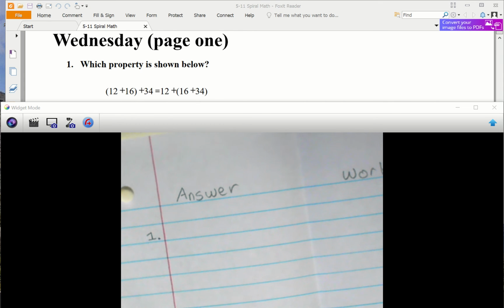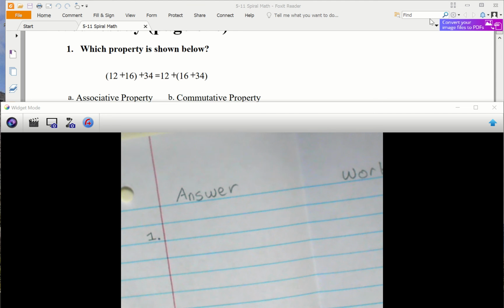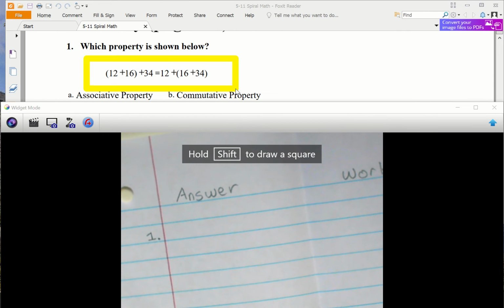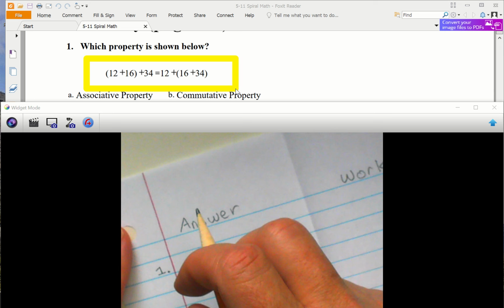First one we're going to look at is which property is shown below. And hopefully you guys can see this one. It's a little small. Let me see if I can zoom in. Well, I guess I'll just leave it like that for right now. But I'll highlight it right here so you can see it. So it is 12 plus (16 plus 34) equals (12 plus 16) plus 34. Now, boys and girls, the property that's shown below here, I'll first blank in the answer sentence.